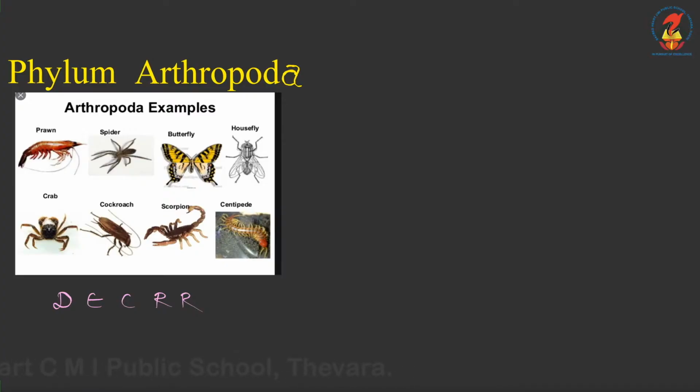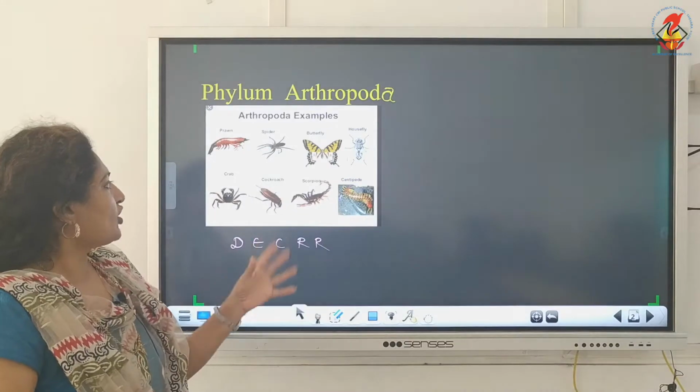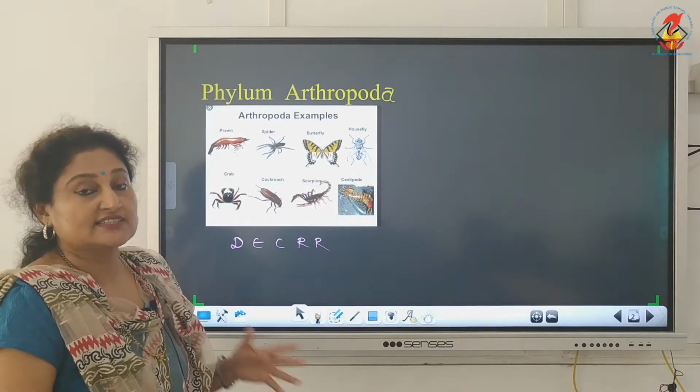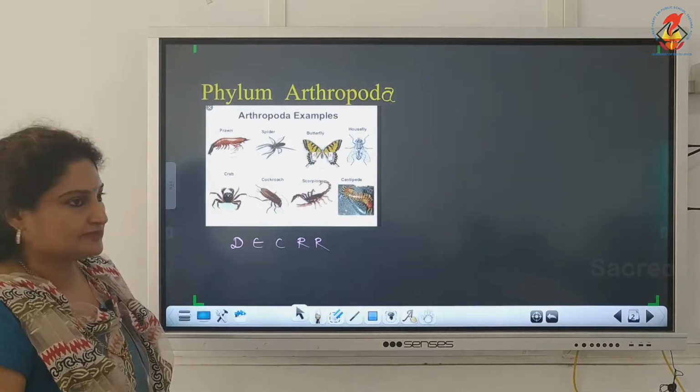So let's start with phylum Arthropoda. This phylum is the largest phylum in the animal kingdom. It includes prawns, lobsters, crabs, all insects, centipedes, millipedes, etc. So it's dominating because it's the largest phylum in the animal kingdom.